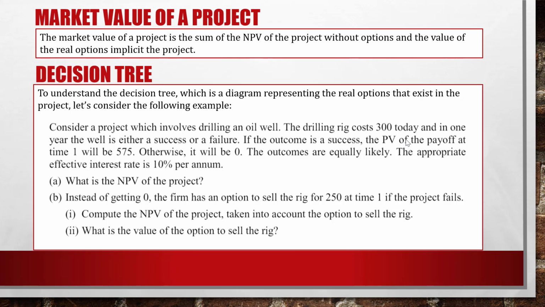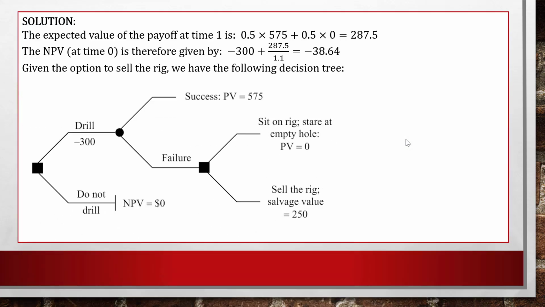So now let's work on this problem. The expected value of payoff at time 1 is 0.5 times 575 plus 0.5 times 0. This is because if the project is a success, we have 575, and if the project fails, we get back 0. And these two events are equally likely, so basically we take a weighted average, and here a 50% chance for each possibility, so we get 0.5 times 575 and 0.5 times 0.